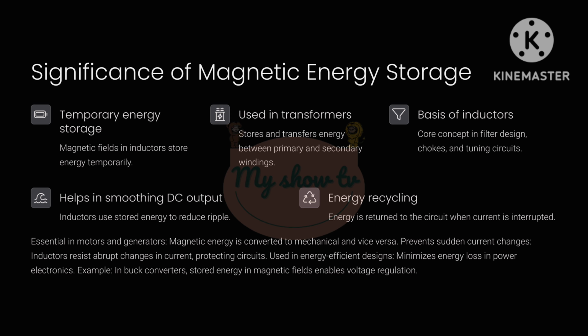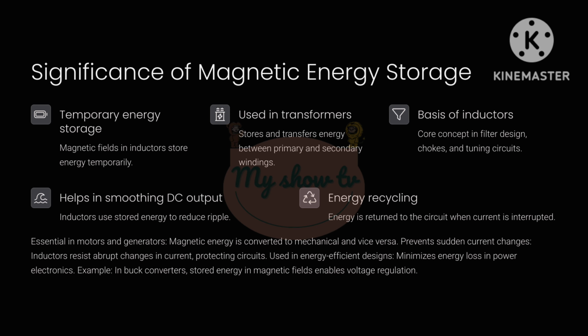3. Inductors are designed around this principle and are used in smoothing circuits, filters, and voltage regulation. 4. For example, in DC power supplies, inductors help reduce voltage ripples using stored magnetic energy. 5. When current to a coil is suddenly cut off, the stored magnetic energy returns to the circuit, often causing a voltage spike, which is why flyback diodes are used across inductors.